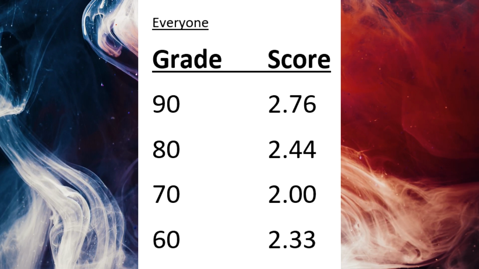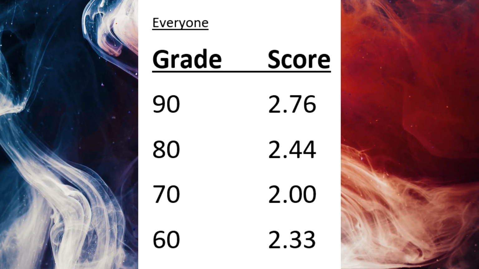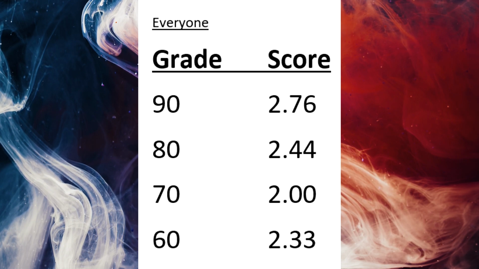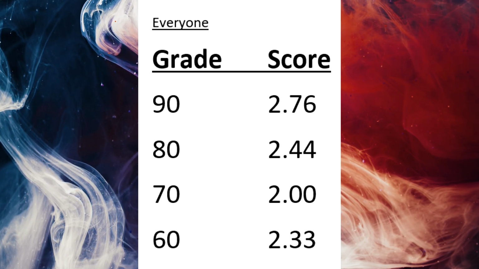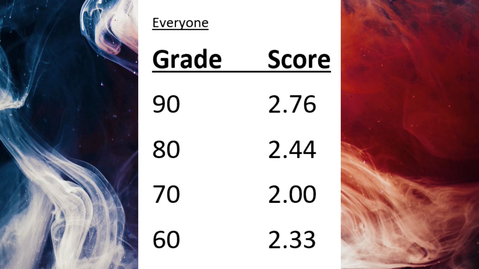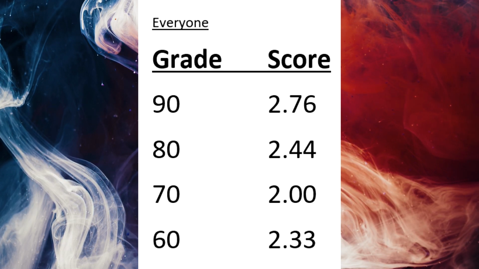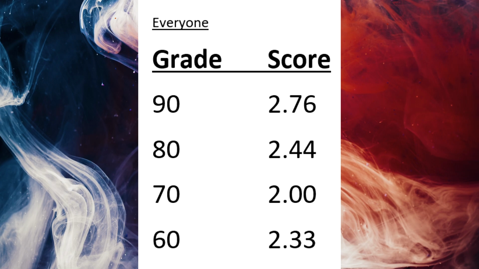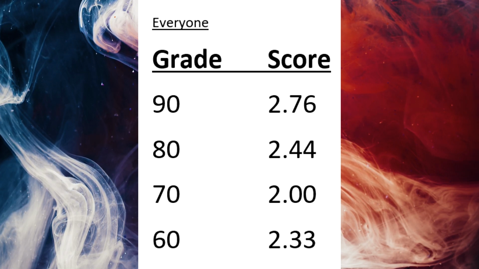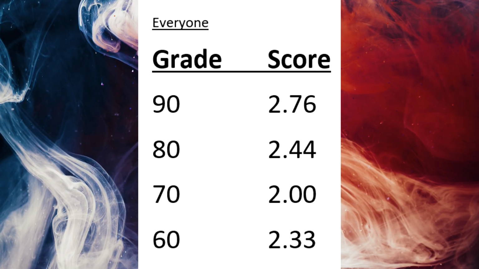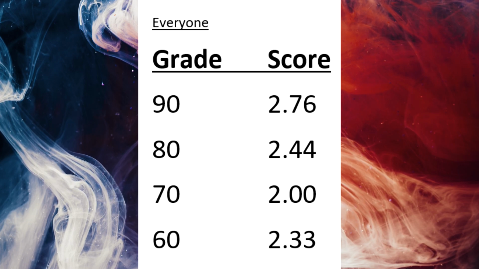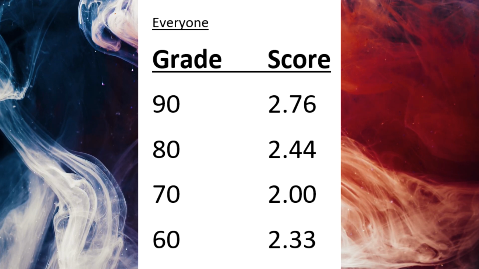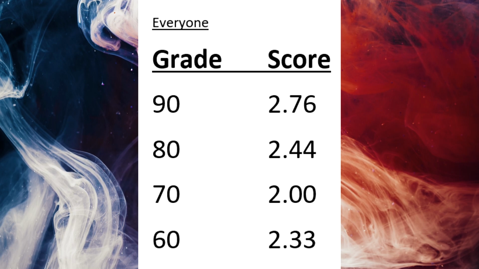Right off the bat, this is everyone. So this is everyone's grade. If you graded 90 or better, your score was 2.76, which is the highest. It then drops to 2.44 if you graded in the 80s, and even 2.00 if you graded in the 70s, and then it actually jumps up in the 60s, 2.33. My guess would be a small sample size. There weren't that many players who even graded in the 60s and were a first round pick.